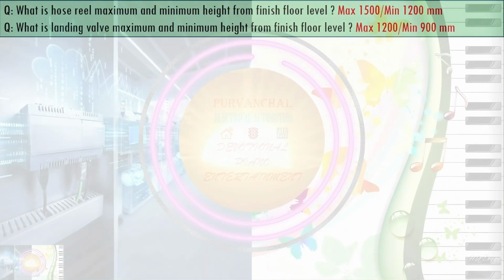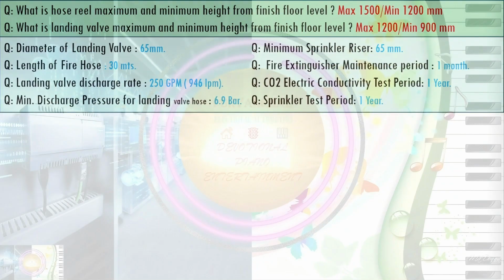What is the hose reel maximum and minimum height from finish floor level? That is maximum 1500 and minimum 1200. What is the landing valve maximum and minimum height from finish floor level? The maximum is 1200 and the minimum is 900. Diameter of landing valve, that is 65 mm.